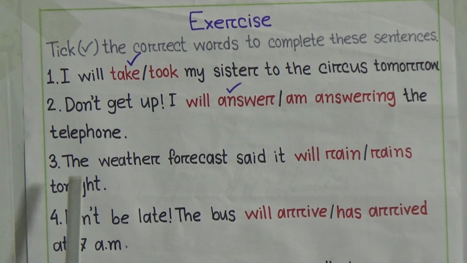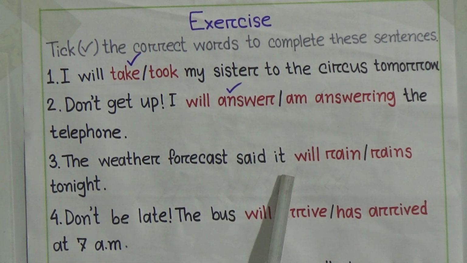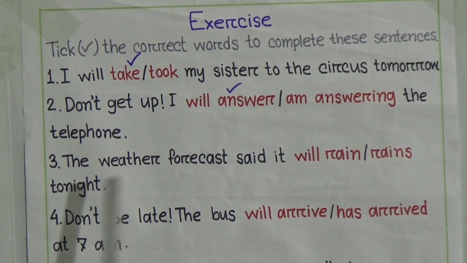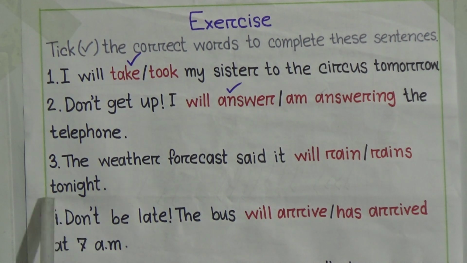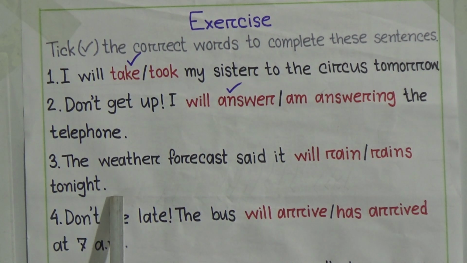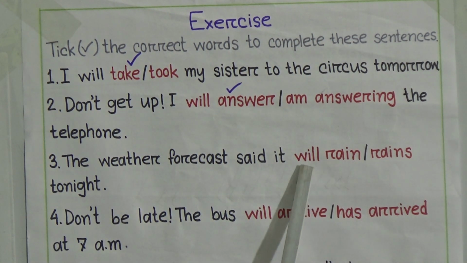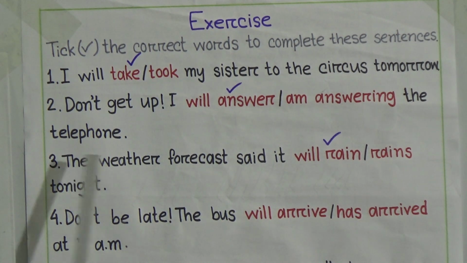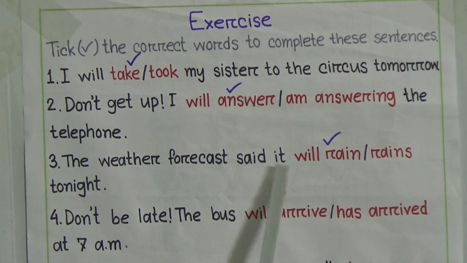Number 3, the weather forecast said it will rain or rains tonight. Students, again look here: tonight. Can you say what this is? This is the indicator or sign of future time. So we must give a tick mark here: will rain, will plus base form. So the sentence will be, the weather forecast said it will rain tonight.